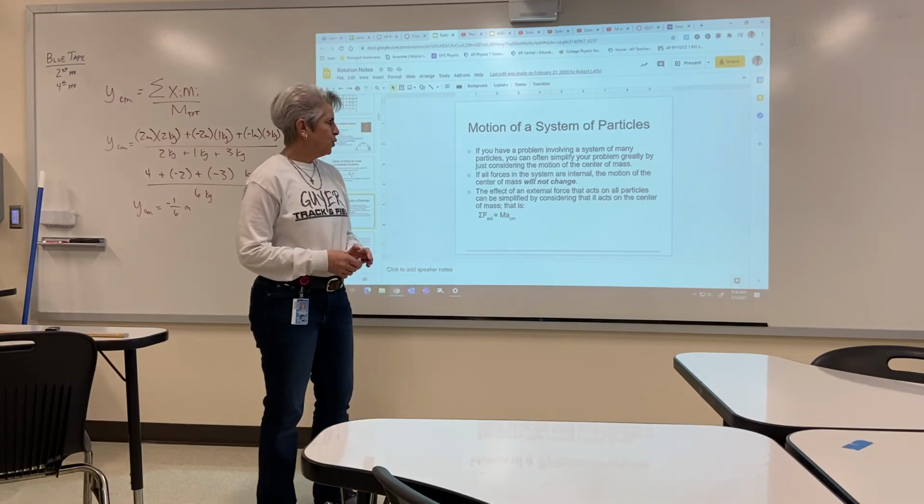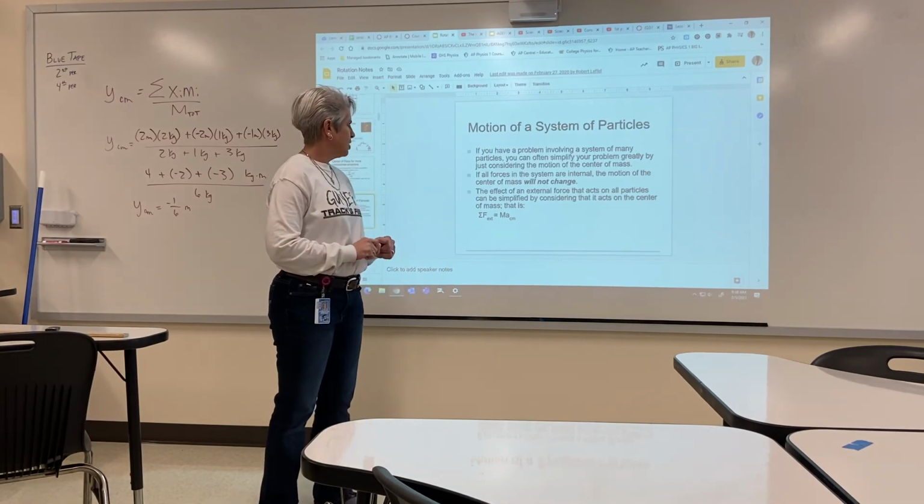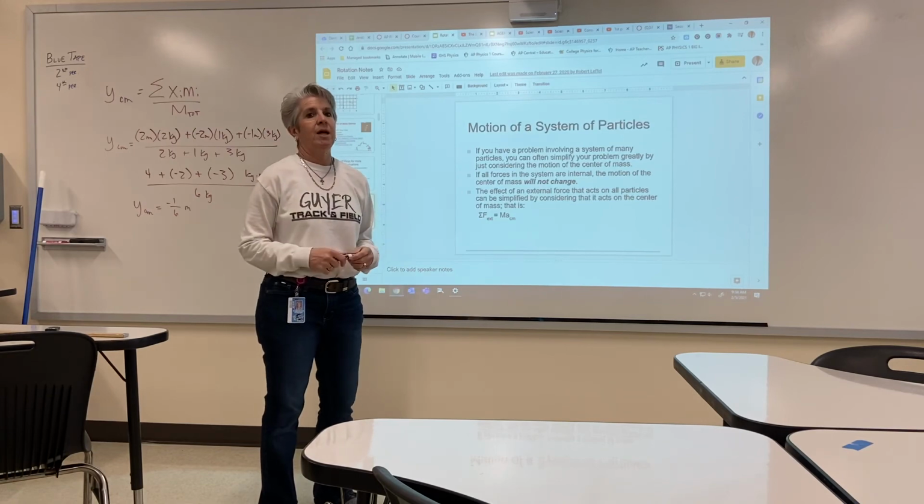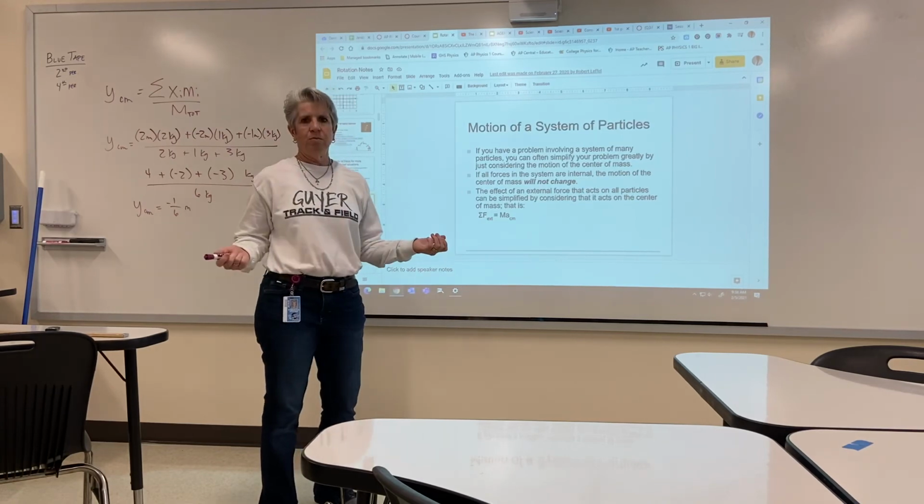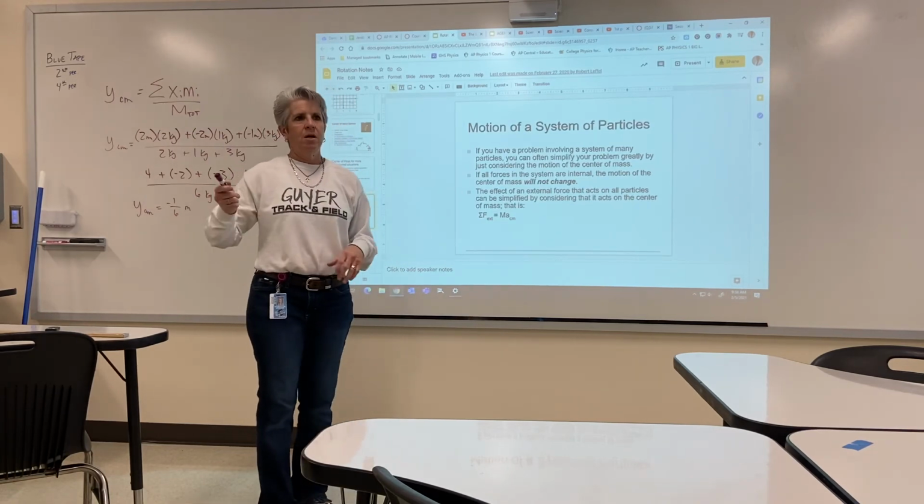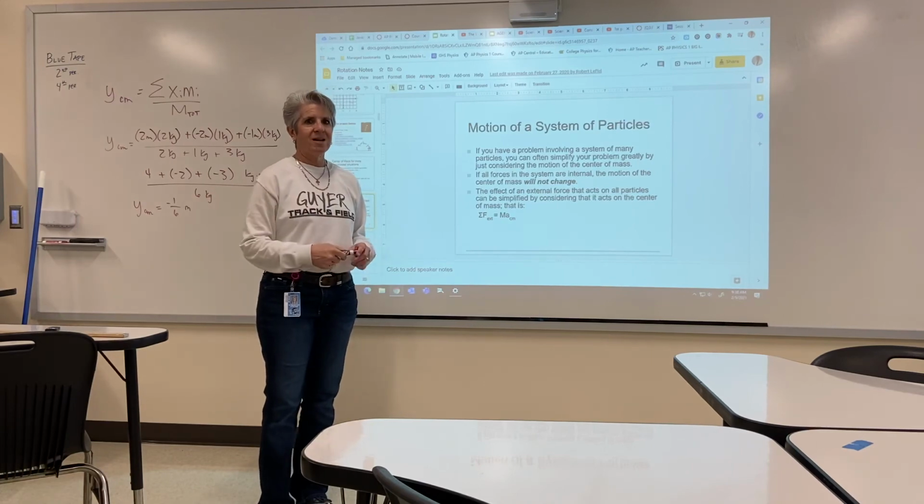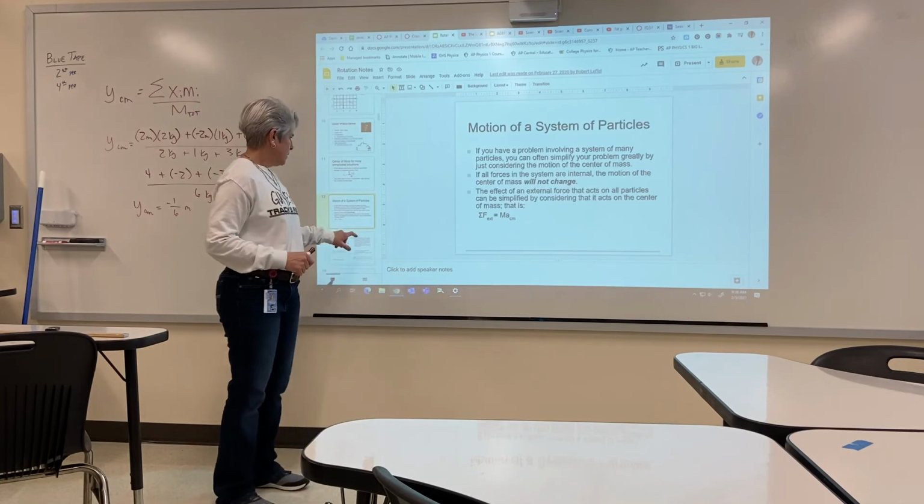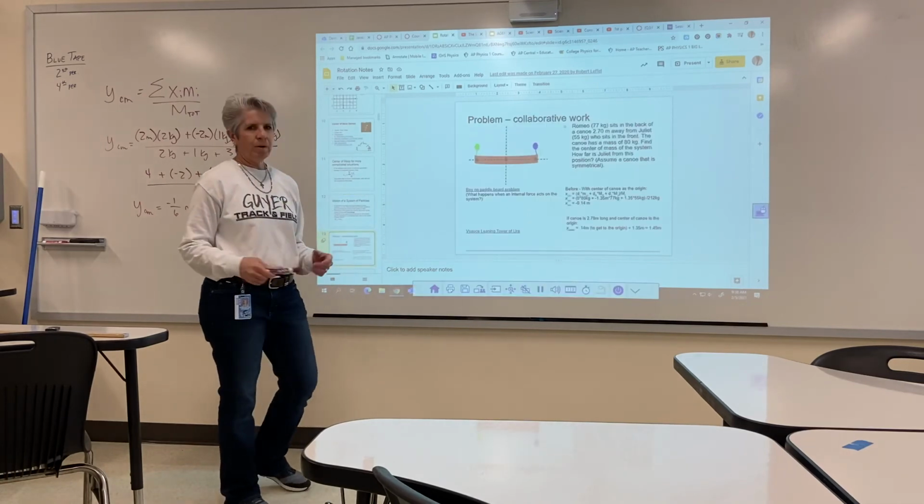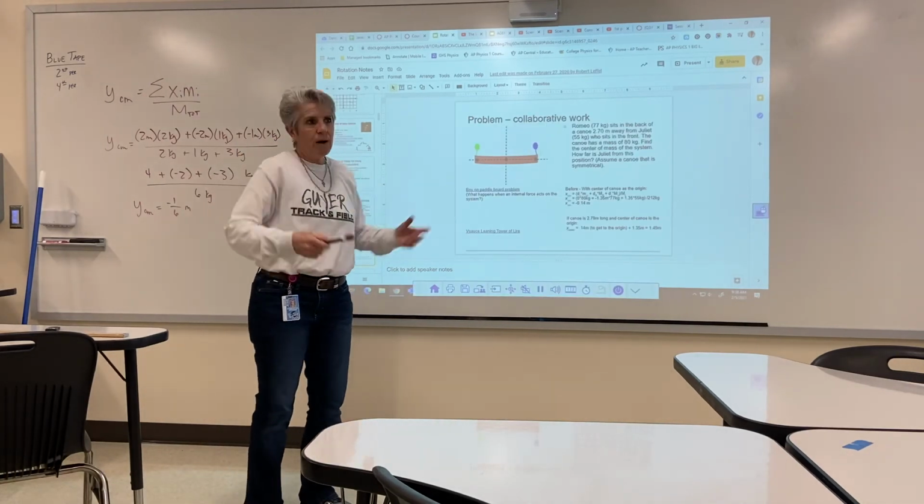An external force that acts on all of the particles can be simplified by considering that it acts on the center of mass. And then we change Newton's second law to say net force equals mass times acceleration of the center of mass. So lastly, I want to take a look at one problem. This is a canoe problem.